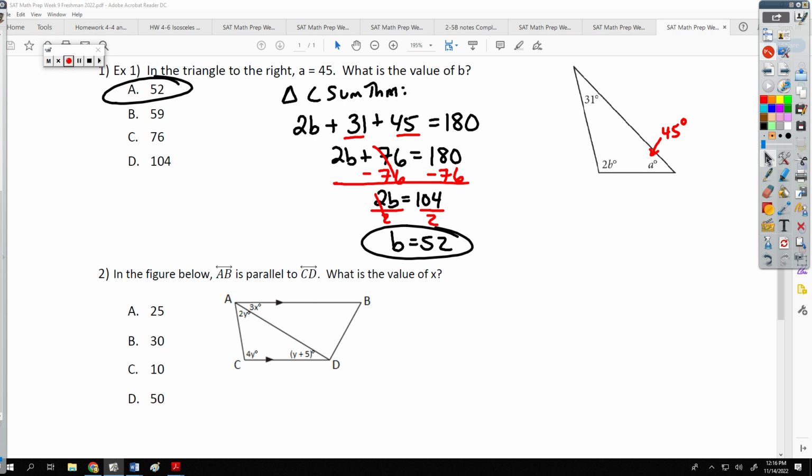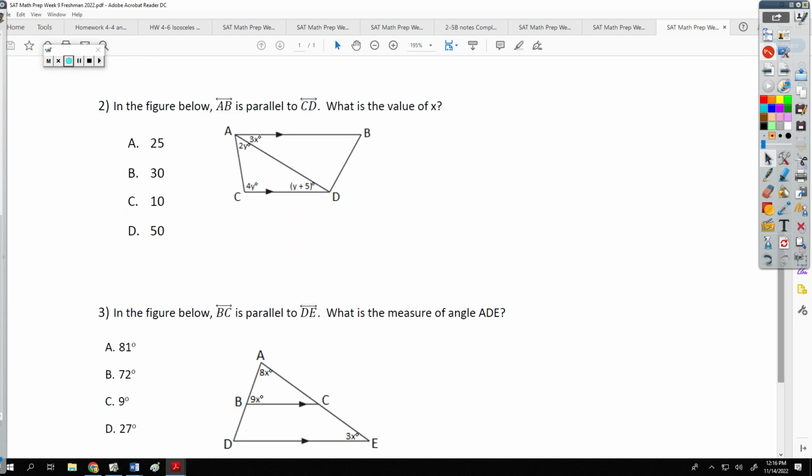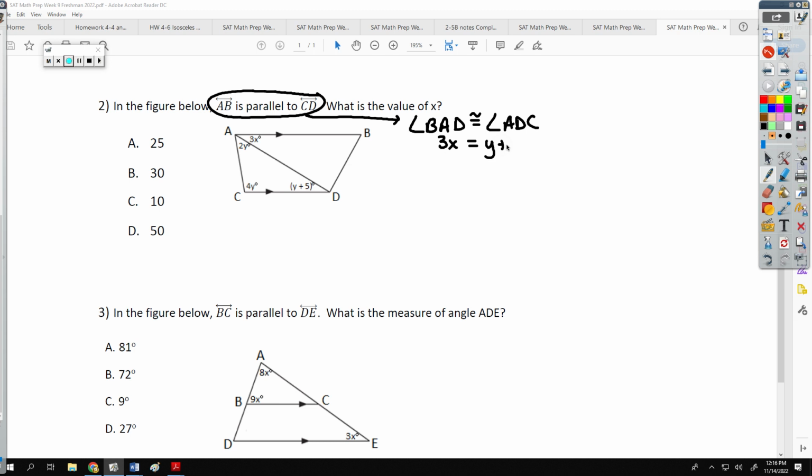On to example 2. So on example 2, we have some parallel markings. It says in the figure below, AB is parallel to CD. What is the value of X? Well, they're telling you that AB is parallel to CD because what that means is that angle BAD, the 3x degrees, is congruent to angle ADC, which is the y plus 5 degrees, which means 3x and y plus 5 are equal.